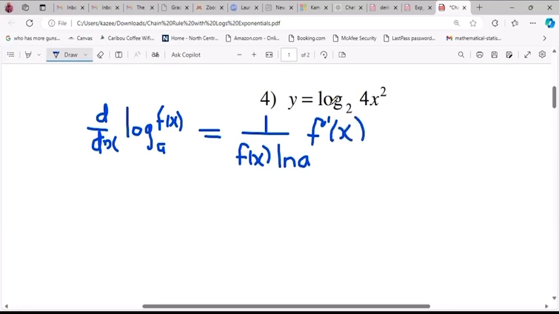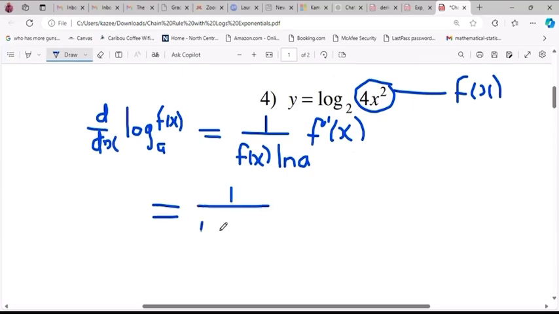If you take a look at this guy here, this is actually my f of s. If I want to solve that, I'm going to write it here. Going by that particular rule, I'm going to have 1 divided by 4s squared, which is the f of s here.